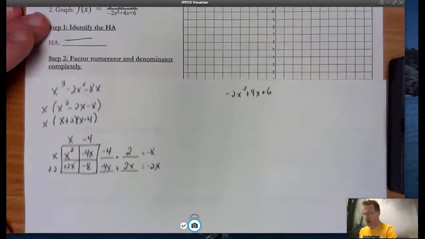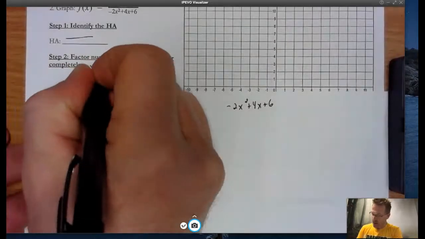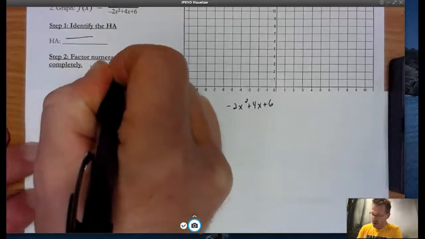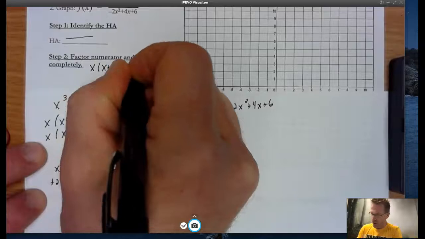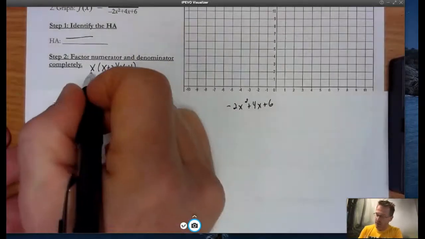Now, I'm going to be good this time. I'm going to make sure I take out that GCF and keep that in our problem here. So I'm not going to make the same mistake I made just a few minutes ago. Make sure I take all of our pieces there. All right, and so there's our numerator.